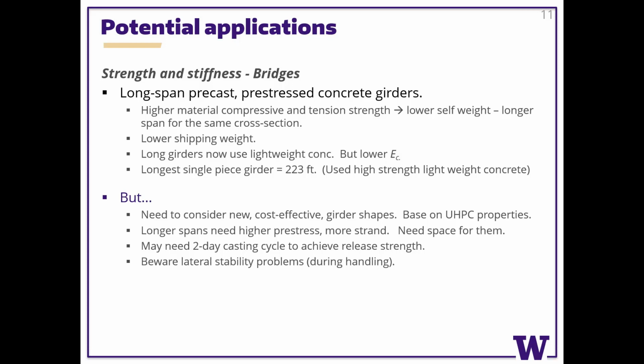A number of people have pointed out the slightly slower set time for UHPC, and this may mean that you've got to have a 2-day casting cycle in order to achieve the release strength that you want. And finally, if the member becomes very slender and skinny, then there are always lateral stability problems lurking around the corner that you might have to deal with. They're perfectly possible to deal with, but you've got to take them into account.